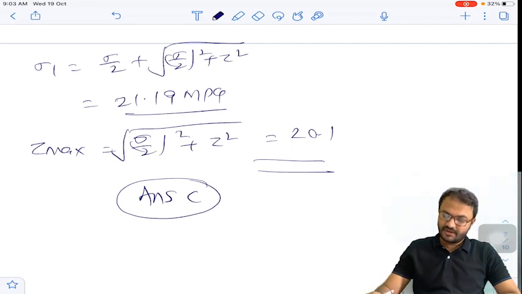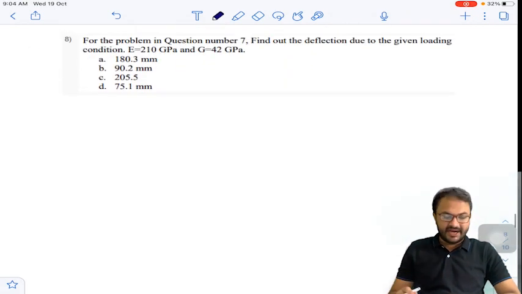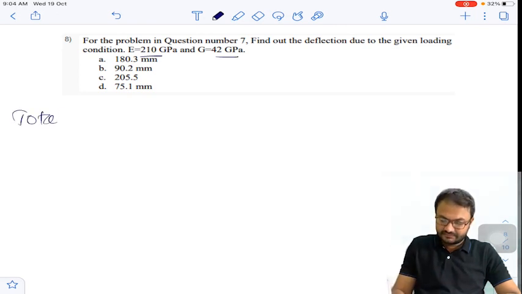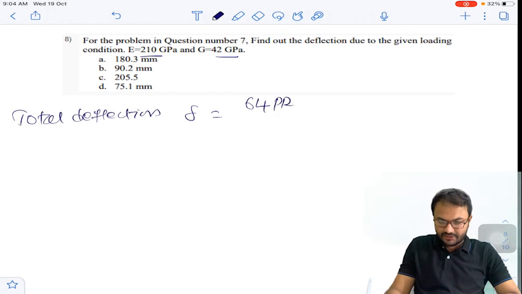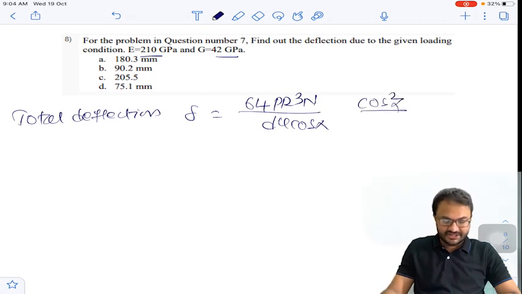getting. Okay. Next question. Question number 8 of the assignment. In the earlier problem, find out the deflection due to the given loading condition. E and G he has given. So you can have your formula, total deflection. Total deflection delta is equal to 64 P R cube N divided by d power 4 cos alpha into cos square alpha divided by G plus 2 sin square alpha divided by E.